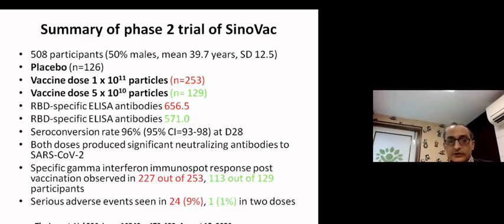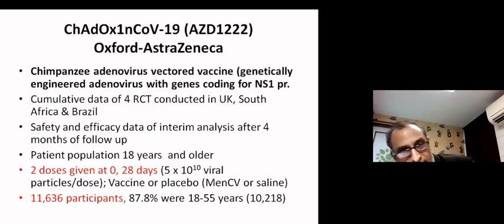Okay. So the serious side effects were greater in the population who received a higher dose. So that's expected. About 9% had serious adverse events, whereas 1% had serious adverse events in the lower dose. But you see, the higher dose is more immunogenic. So you have to have a balance. So this was the story about the Chinese vaccine.